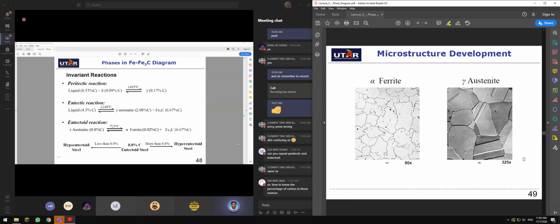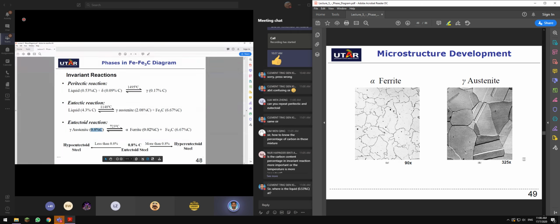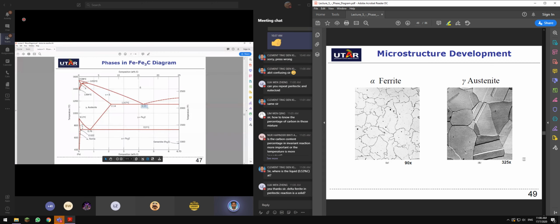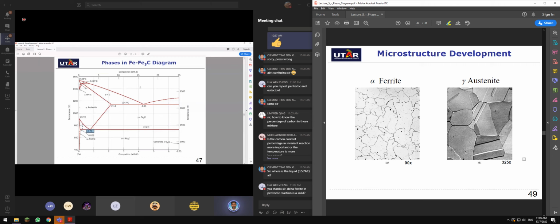Okay, so how do you know the percentage of carbon in those mixtures? They will always give it to you in the questions. For example, peritectic reaction only occurs when the percentage of carbon is 0.17. Eutectic reaction only happens when the percentage of carbon is 4.3. Eutectoid only happens when the percentage of carbon is 0.8. By looking at the phase diagram over here, this is 4.3, this is 0.76, which is 0.8, and this one is 0.17.